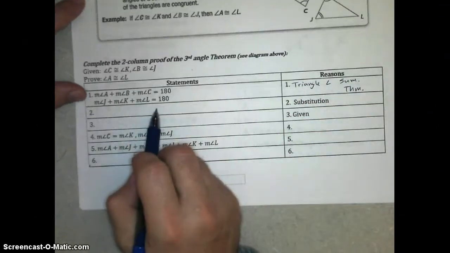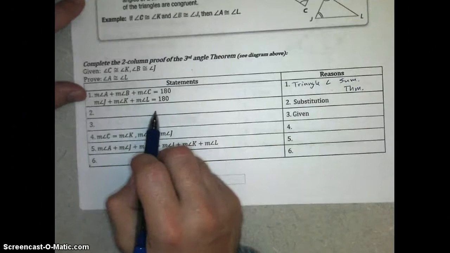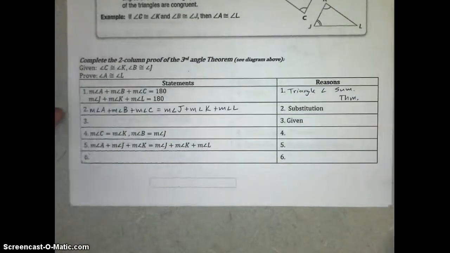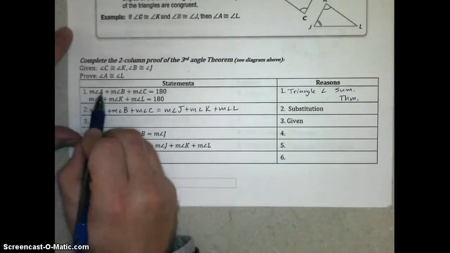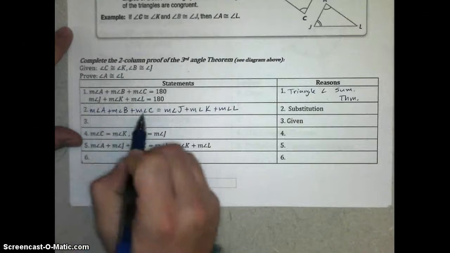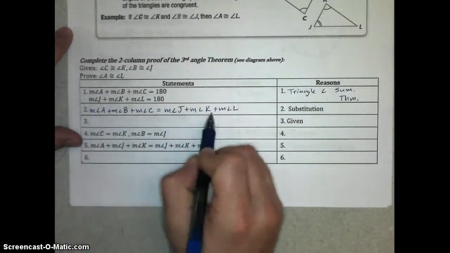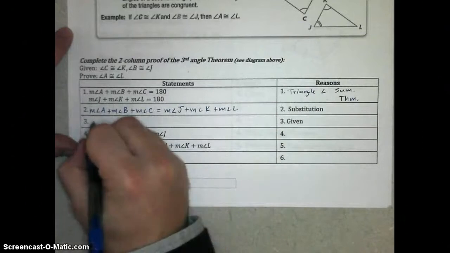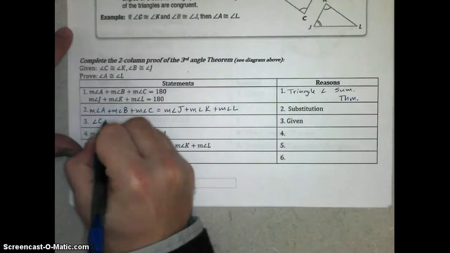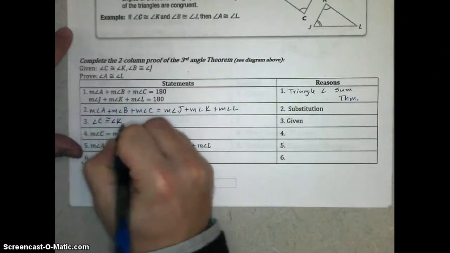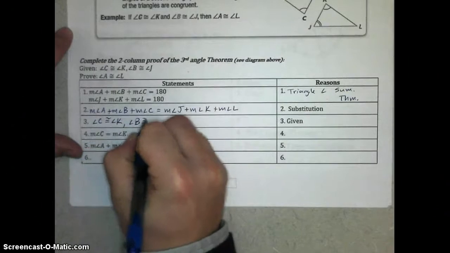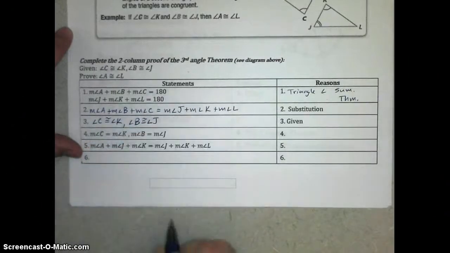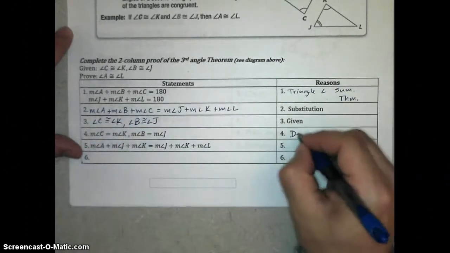Then by substitution, we can say this. Measures of angles A, B, and C should add up to the same as measures of angles J, K, and L. We substituted this value in for 180. Now we go ahead and talk about our given that angle C is congruent to angle K and angle B is congruent to angle J. Then their measures are equal by definition of congruent angles.